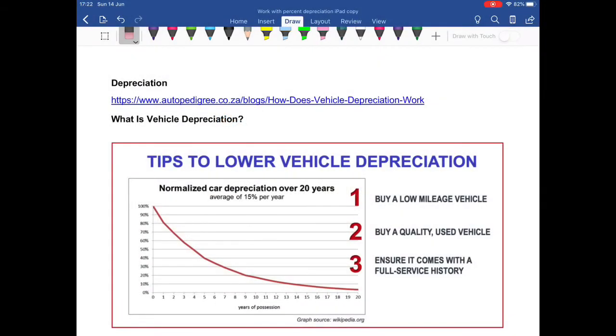First of all, let's try and understand what vehicle depreciation is. It is the decline in the value of a vehicle from the time you bought it. It is the difference between the purchase price and the selling price.